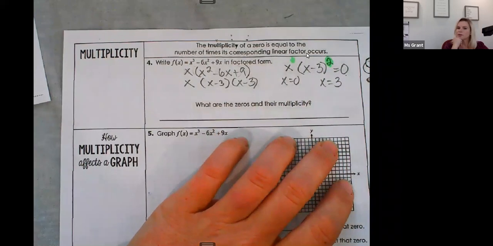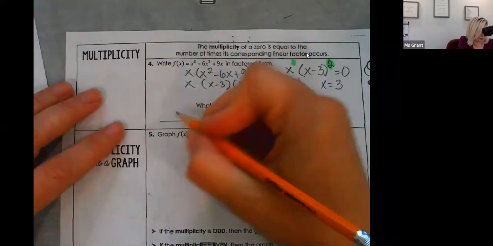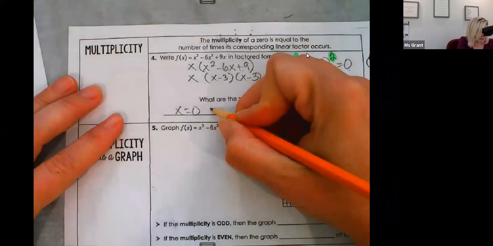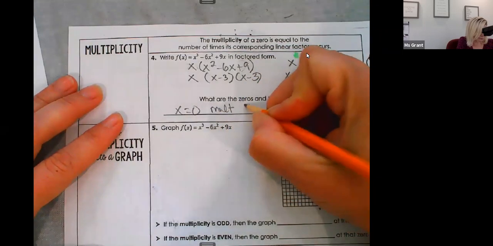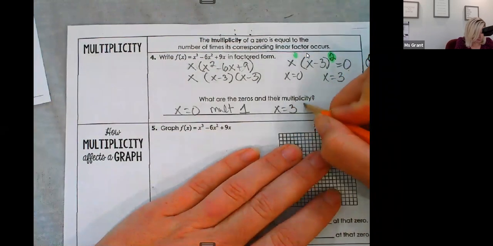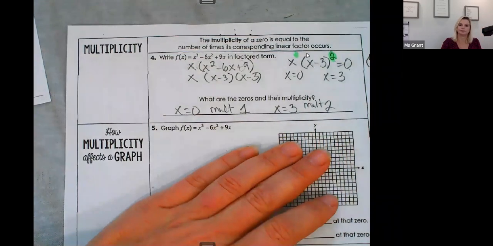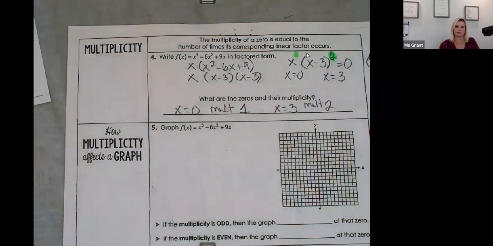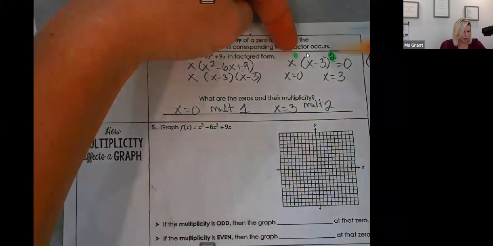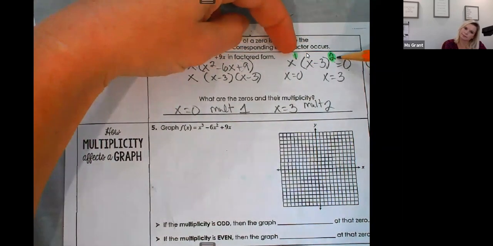I know that my zeros are 0 and 3. So I just want to remind you that the x equals 0 has a multiplicity of 1. And that my x equals 3 has a multiplicity of 2 because it's squared. You know how the exponent tells you the multiplicity, right? The exponent tells you the multiplicity right here. 1 and 2. That tells me my multiplicity.